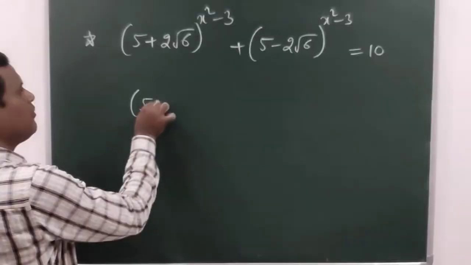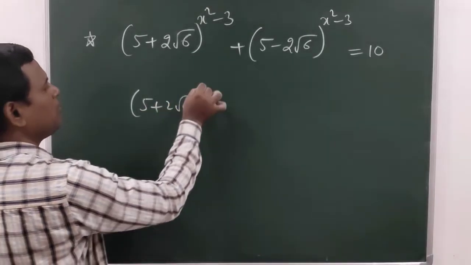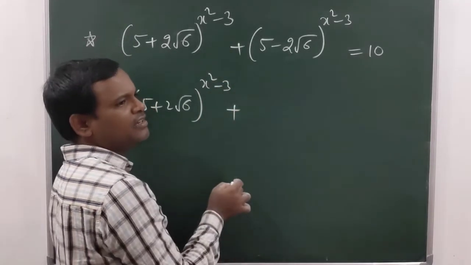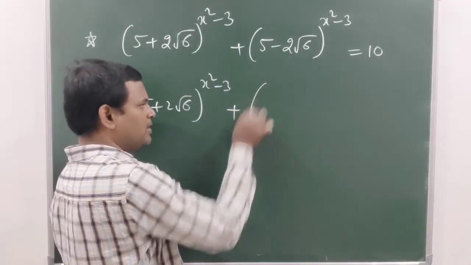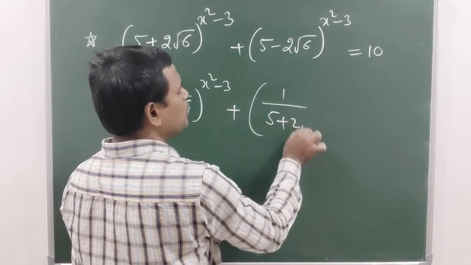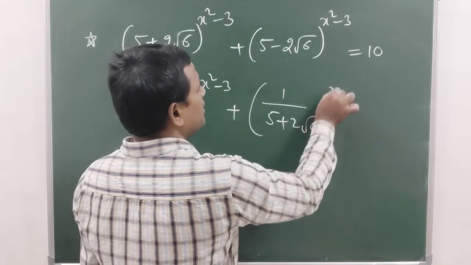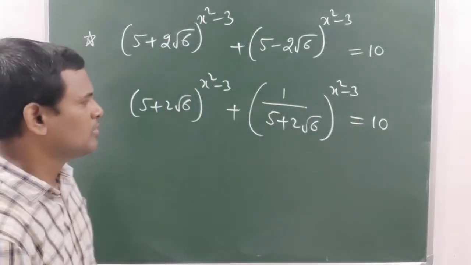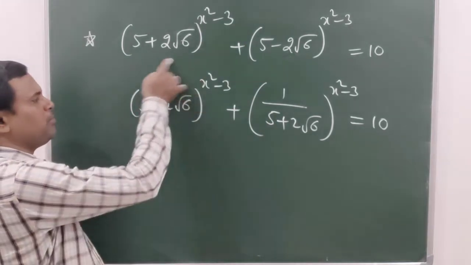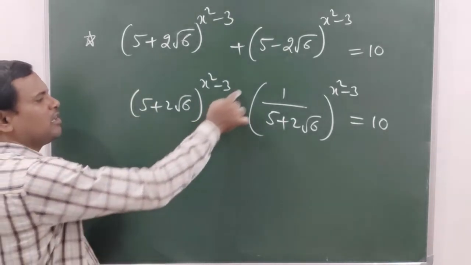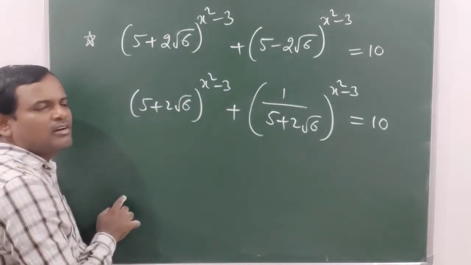So here, (5 + 2√6)^(x² − 3). So in place of this, what do we write? Tell me. 1 by (5 + 2√6)^(x² − 3), which is equal to 10. Okay. Now in the next step, let us consider this one equal to t. Assume this as t.